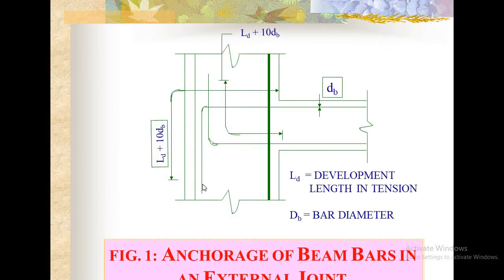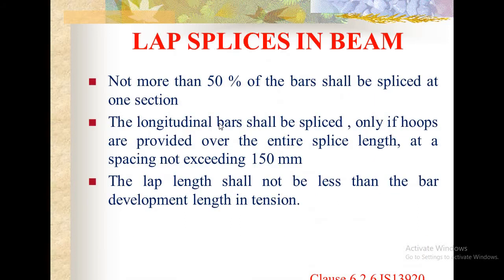Here is the development length in tension, Ld. db is the diameter of the bar. For all the things here, the column and beam, what should be the total development length that has to be provided, and it has to be extended into the column. All the things will be given here.